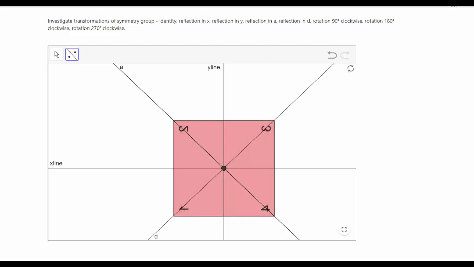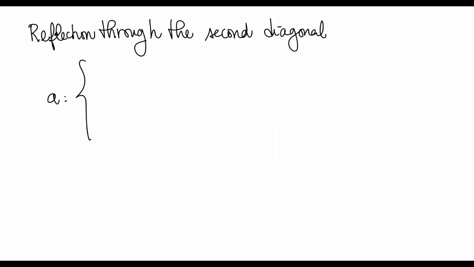So let's write this down. Through this reflection, what happens is that we have 1, 2, 3, 4. 2 and 4 will be fixed, right? So 2 goes to 2, 4 goes to 4, but we'll swap 1 and 3. So 1 goes to 3 and 3 goes to 1.